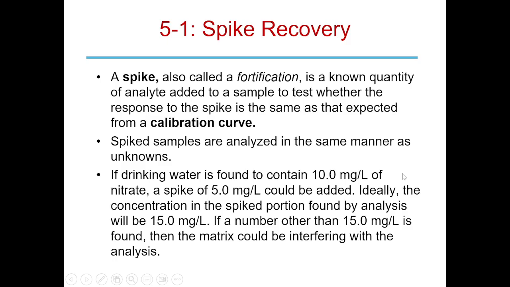So let's say you're testing drinking water, and it's found to contain 10 milligrams per liter of nitrate. You spike it 5 milligrams per liter. Ideally, what would happen when you spike it is the concentration would be 15 milligrams per liter, right? Because you added 5 to it. If you get a number anything other than 15 milligrams per liter, then you know you have matrix effects, right? Your matrix is interfering with your analyte. Do you understand how that works?